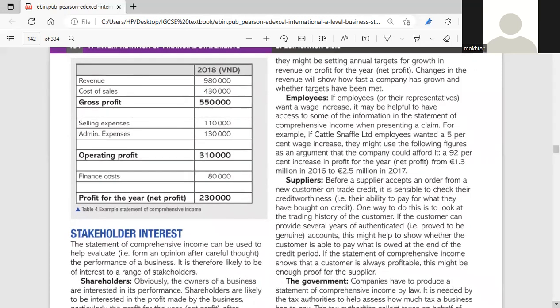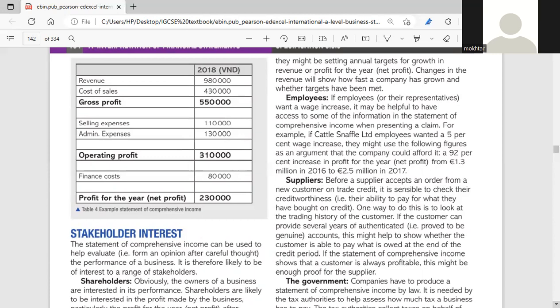For the employees, why is it relevant to them? Let's say employees want a wage increase: they need access to some of the information in the statement of comprehensive income when presenting a claim. So why do they need the statement of profit and loss? They need it whenever they want to claim an increase in wages. It tells them to say, employer, you have to increase our salary. The profit has increased over the years based on what we have seen, and the profit wouldn't have increased if we had not put effort into the job. So we need more payment.